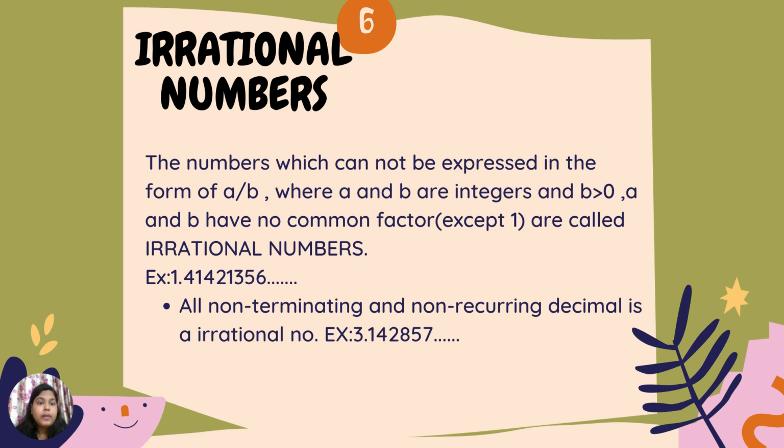Then irrational number: the number which cannot be expressed in the form of a by b, where a and b are integers, b is greater than 0, and a and b have no common factor except 1, is called an irrational number. For example, 1.414, which is equal to root 2, is an irrational number. All non-terminating and non-recurring decimals are irrational numbers. You can say 3.14, which is a value of pi, is an irrational number.